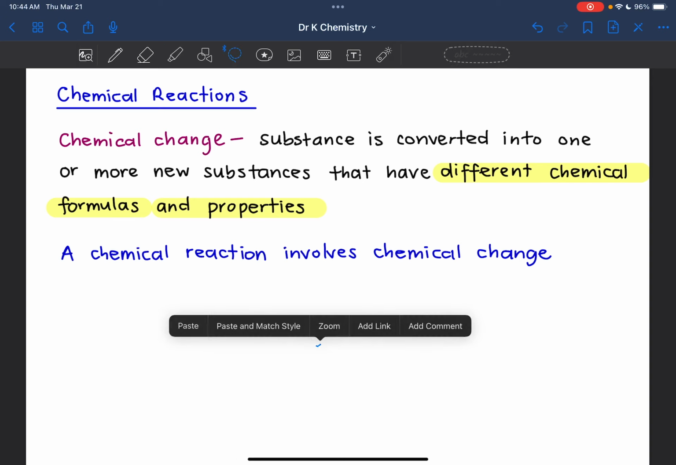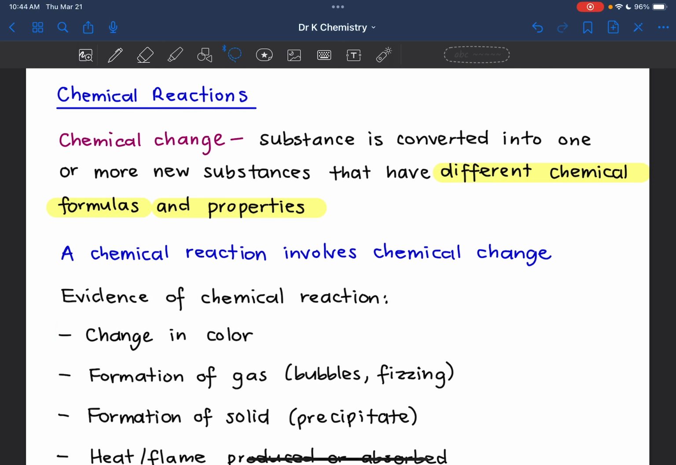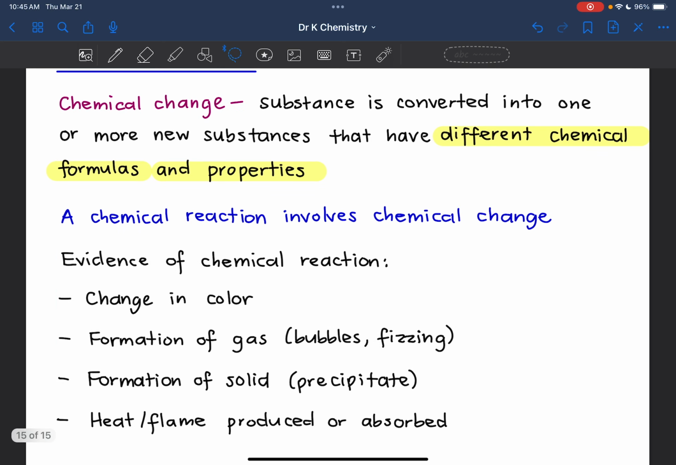So there are certain things that you can look for as evidence that a chemical reaction is occurring. If you happen to see a change in color, that is a good indication that some kind of chemical reaction has occurred. Or if you see the formation of a gas, so suppose that you mix two liquids together and you notice bubbling or fizzing, that is indicating that a gas is being produced throughout the course of the reaction.